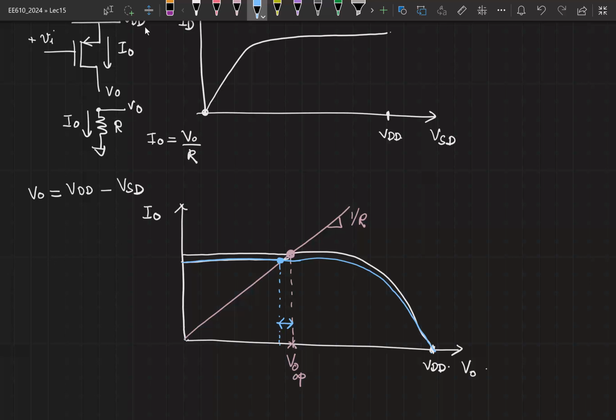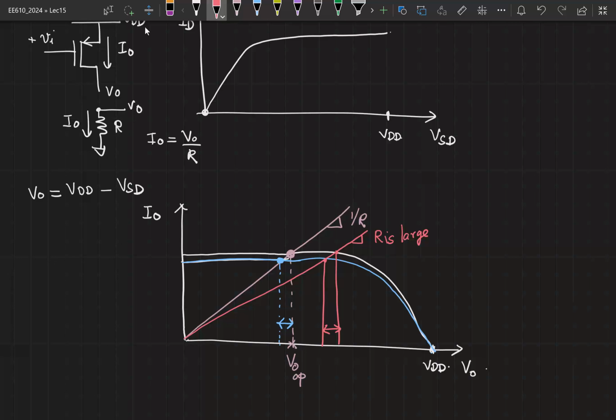Now if I want to get a larger incremental output voltage for the same incremental change in the gate voltage, what should I do? What should I do to this resistance curve? Slope should be reduced, right? Otherwise I should use a larger resistance. So let's say I use something like this. Then the 2 points are these two. And because the slope is smaller now, because your R is large, you'll see that this is higher than earlier.